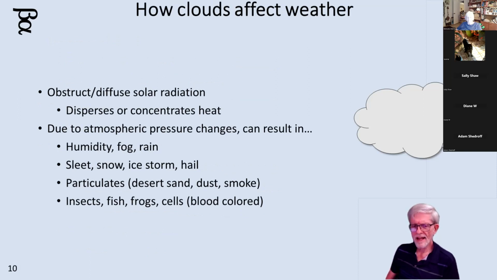If you have clouds in place, that can reduce the amount of heating going to the surface, so it can disperse clouds. If you have ground with a higher temperature and then you have clouds over the top of it, that will concentrate the heat, sort of a mini greenhouse effect. But when you have atmospheric pressure changes, you can have clouds that will change their state from liquid to ice or solid, and you wind up with humidity, fog, rain, or sleet, snow, ice storms, or hail, or you get particulates coming in from other places, or you get your insects, fish, frogs, or blood-colored cells.